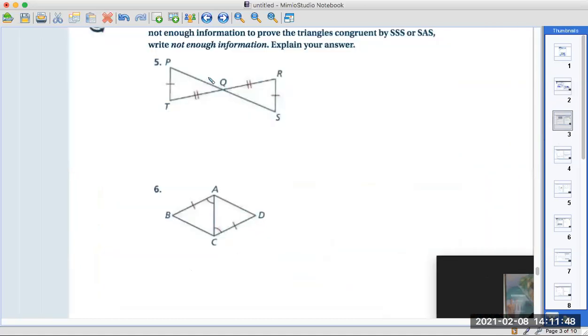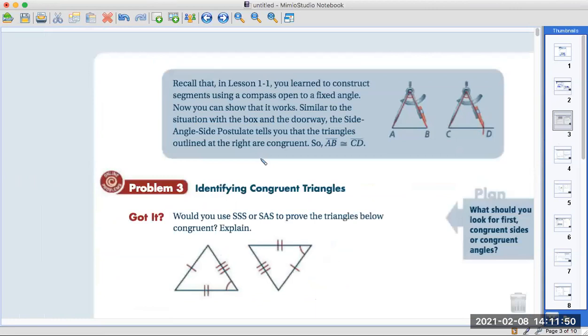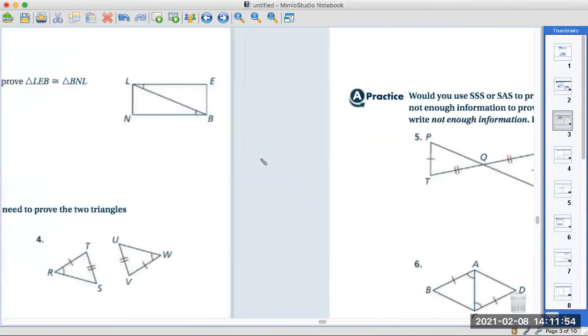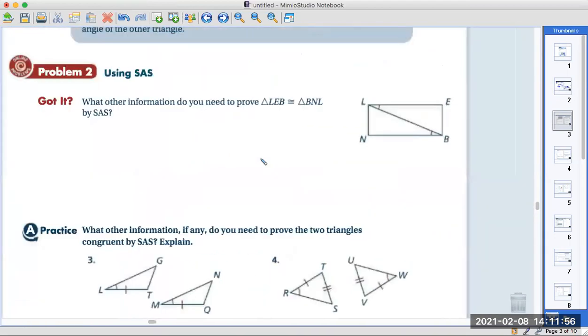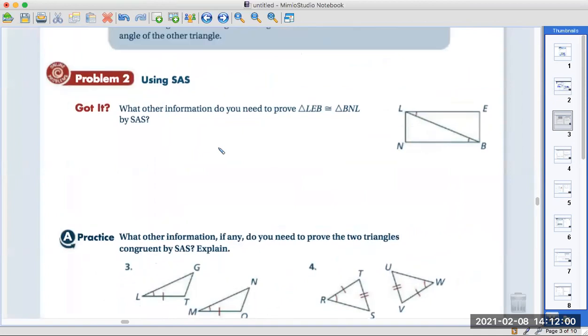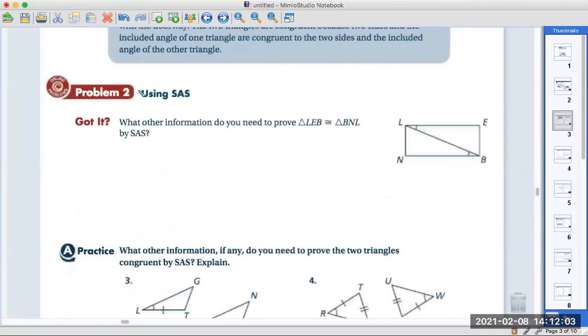It's page 132. Nope, we're on the wrong one, this one. Problem 2. We're doing problem 2 using SAS, and it's going to ask you what other information you need to prove that the two triangles are congruent by SAS.